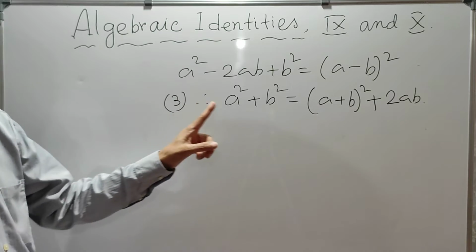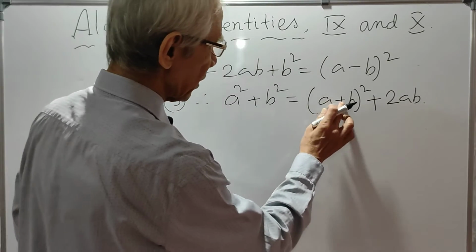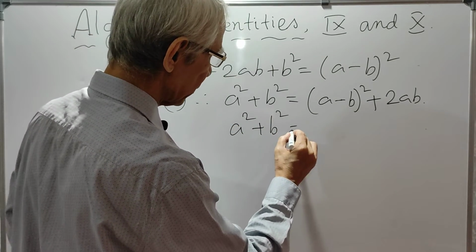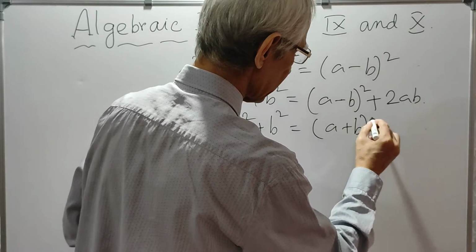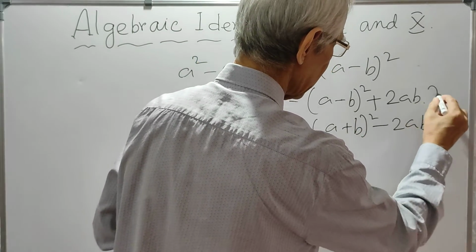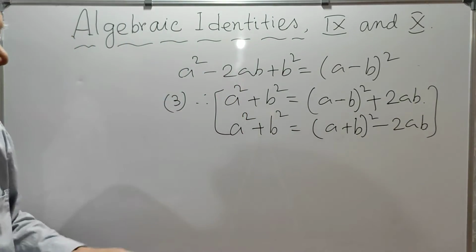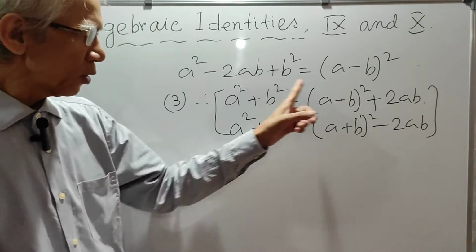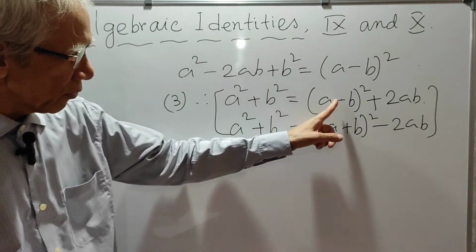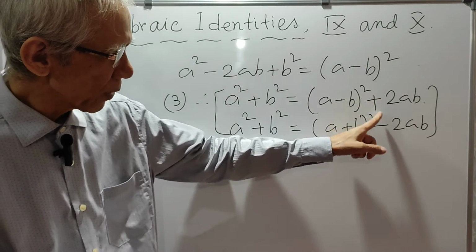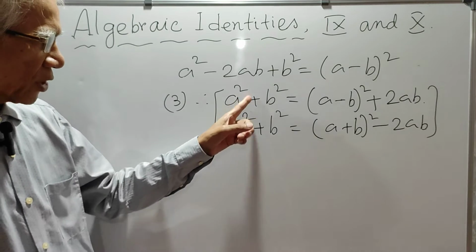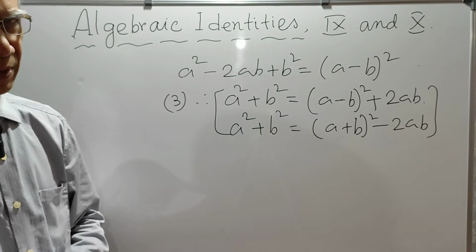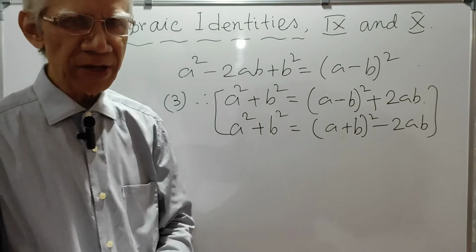That means the third identity has two forms. You see, the third identity is this form or this form. So A square plus B square equal to A plus B whole square minus twice AB, or A minus B whole square plus twice AB. So if this is minus, this is plus, this is minus, opposite. So this identity is obtained from the first identity and from the second identity. So this identity is a derived identity.